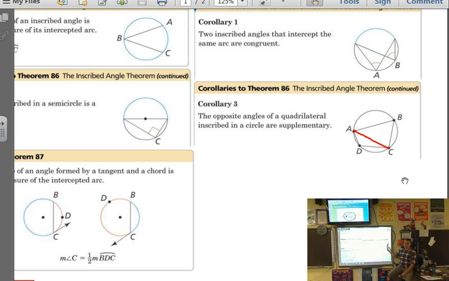Well, the whole circle would be 360 degrees. Half that is 180. These two are going to have to add up to 180. So no matter what, opposite angles of an inscribed quadrilateral, all 4 points have to be on the circle, but they're going to be supplementary. Any other questions? Wait, okay, so the points themselves have to be on the circle, yeah, on the edge.